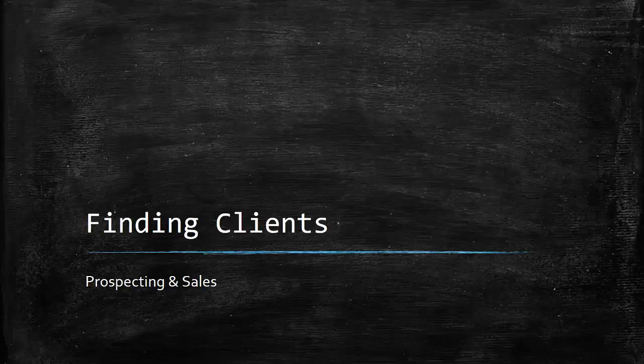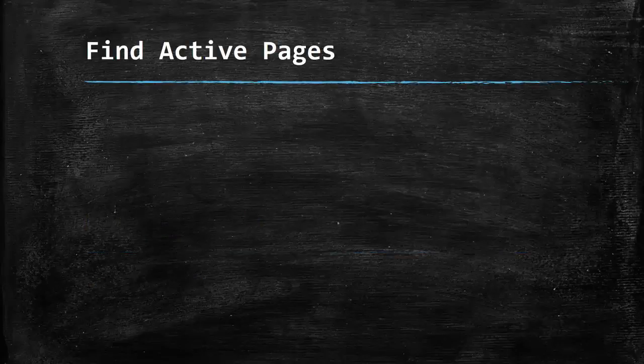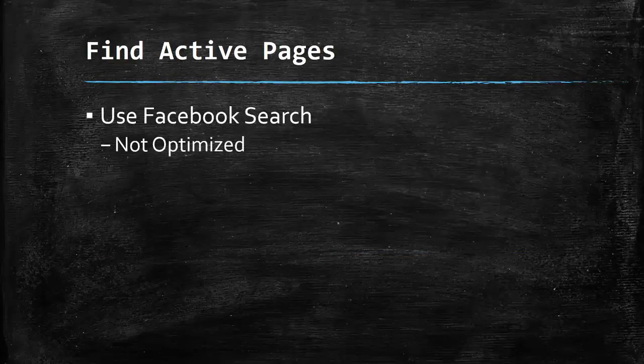So we'll talk a little bit about prospecting and sales. Use the Facebook search to find pages that are not optimized. Look for rogue pages, and those will be very obvious. They'll have very little content, if any. They'll be maybe defaced and have silly things on them. Look for those pages. Those would be good leads for you.